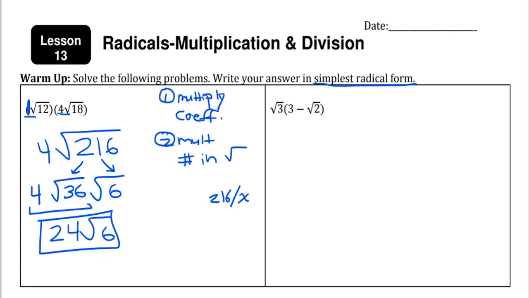Okay. So multiply the coefficients first, multiply the numbers inside the radical second, and obviously our last step was to simplify.